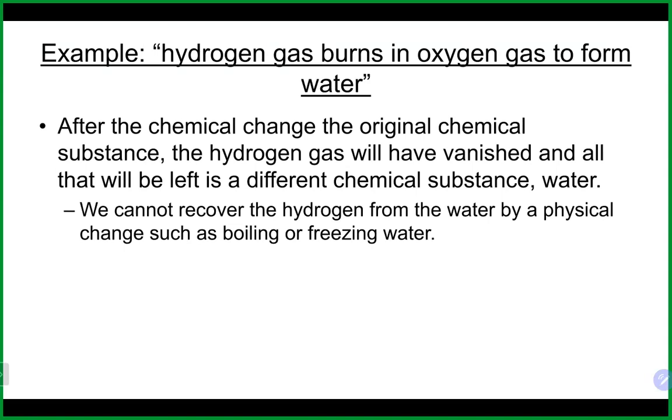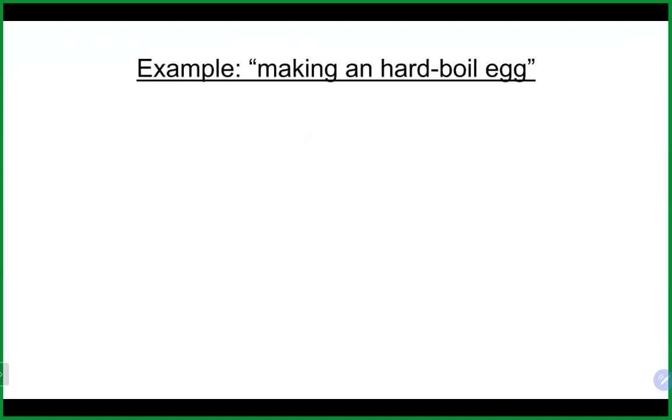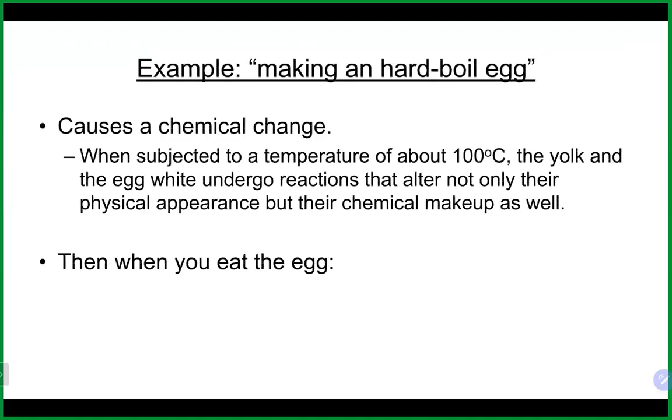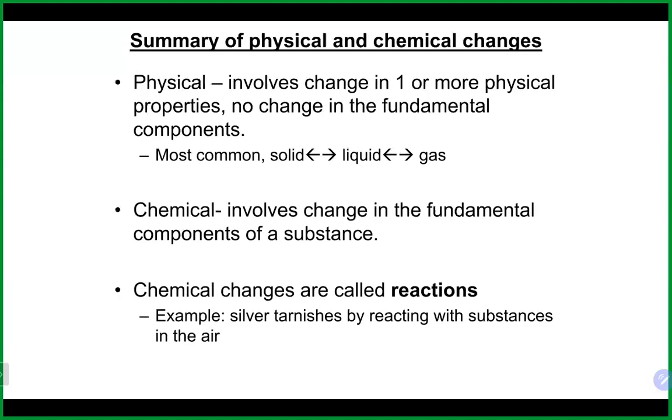So in a chemical change, again, we cannot recover our original substance by any type of physical change. So we definitely have a chemical change that occurs. And obviously making a hard-boiled egg is another example of it. We have a lot of chemical changes that occur as it heats. A lot of the proteins start to change. And then again, as we talked about, as you eat it. So these are another example of that.